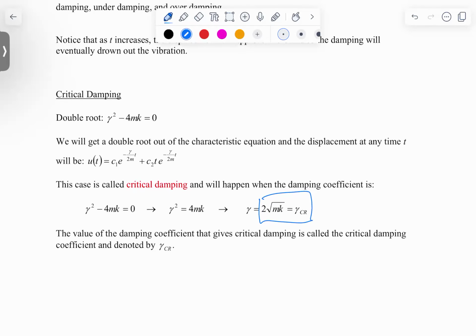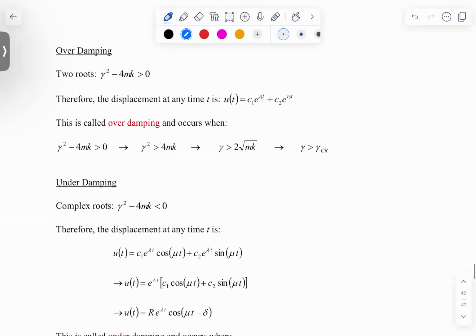So critical damping means that it's perfectly damped and it fades out appropriately. Under damping means that it fades out slower than it would. And then over damping means that it fades out much, much quicker. You can tell all this when we solve for our gamma, or damping coefficient.